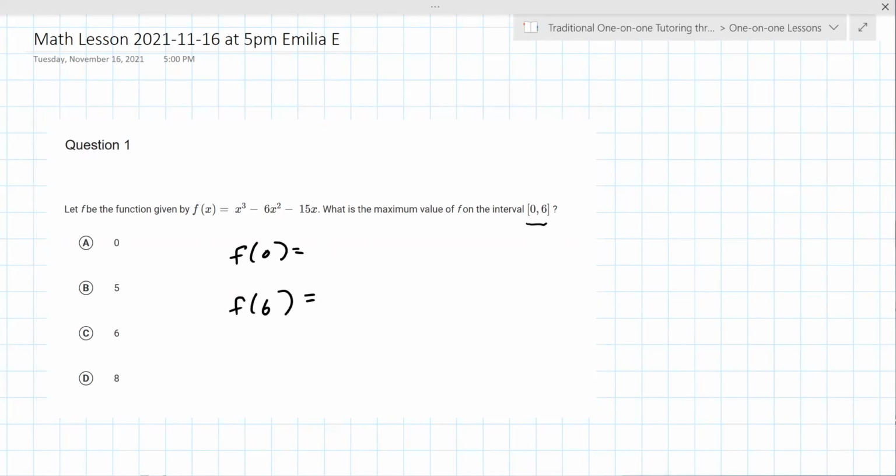Would you have a calculator to do this, or would it be by hand? No, he said no calculator. No calculator. So that could be a little bit. I mean, the first one's not too bad.